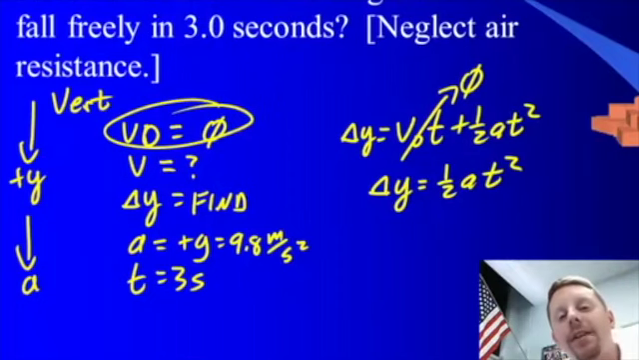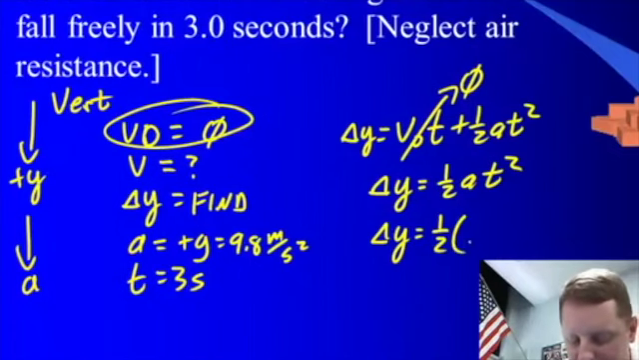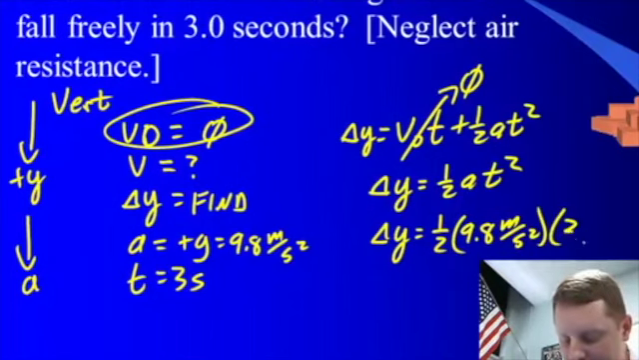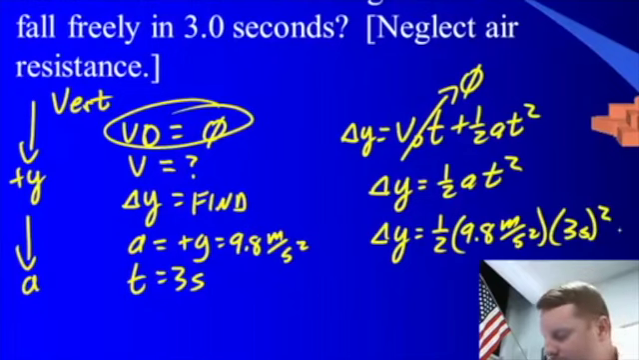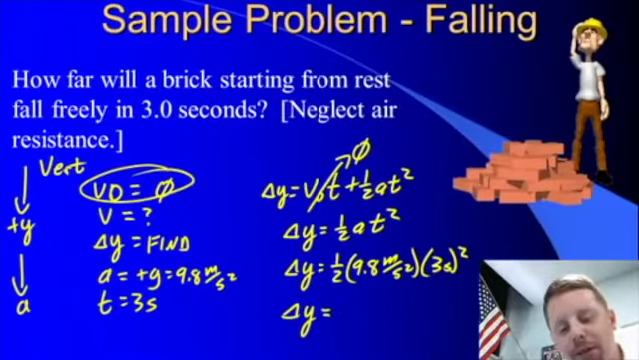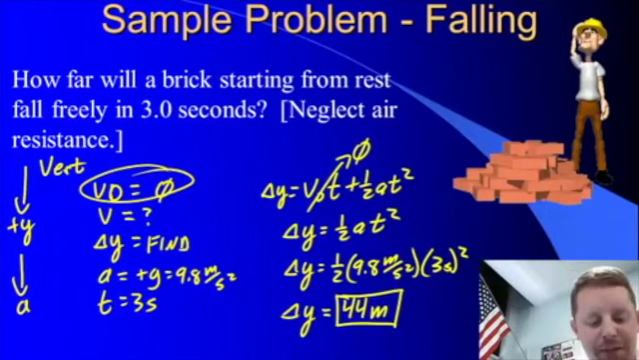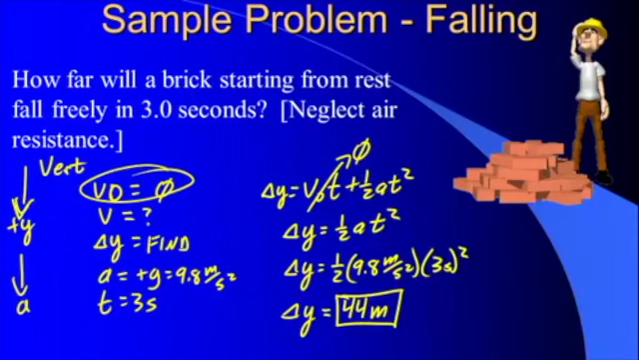Now we can substitute in our values with units to say that delta y equals 1/2 times our acceleration, 9.8 meters per second squared, times the square of our time, 3 seconds squared. And when I plug it into my calculator, I should come up with a delta y, or a vertical displacement, of about 44 meters. And notice our answer is positive. That means that it was displaced in the same direction that we called positive there. So it was displaced 44 meters down. Of course that makes sense. You wouldn't drop a brick and have it fall upwards.